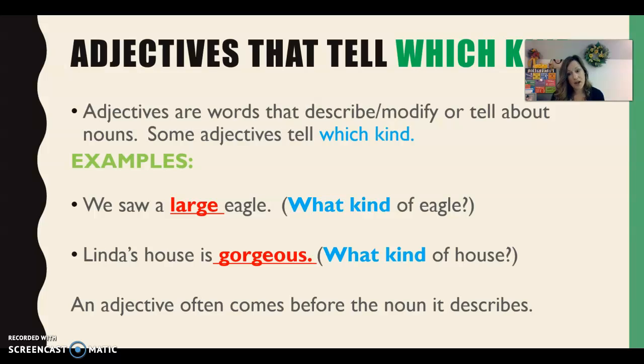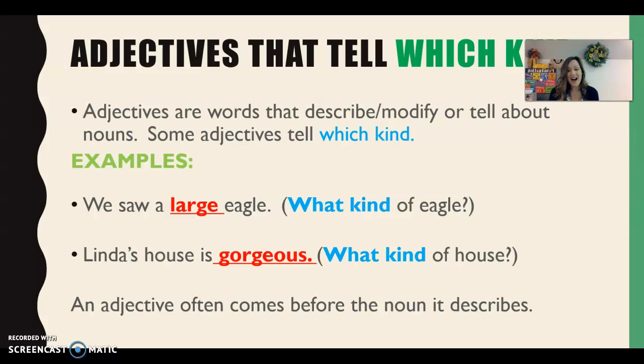Adjectives that tell which kind. Adjectives are words that describe, modify, or tell about nouns, and some adjectives tell which kind. So here are some more examples. We saw a large eagle. Well, that's describing what kind. So you're going to put large in the what kind box.